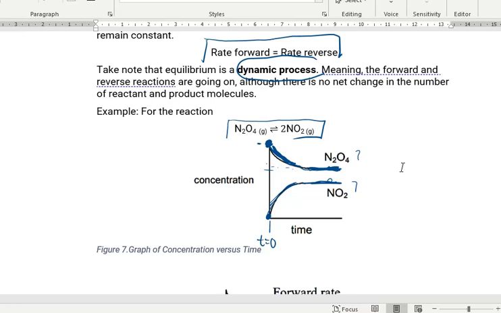Meaning, in a state of chemical equilibrium, the concentration of the reactants and the products have remained constant with time. So, it will no longer change, no matter how long you wait, even for many hours, that system has attained equilibrium. So, the concentration of N2O4 and NO2 will no longer change. Okay?